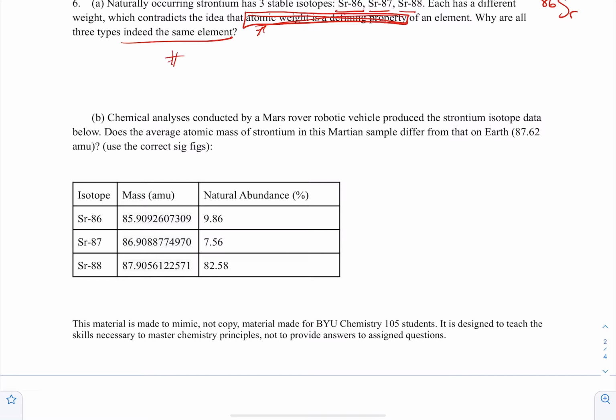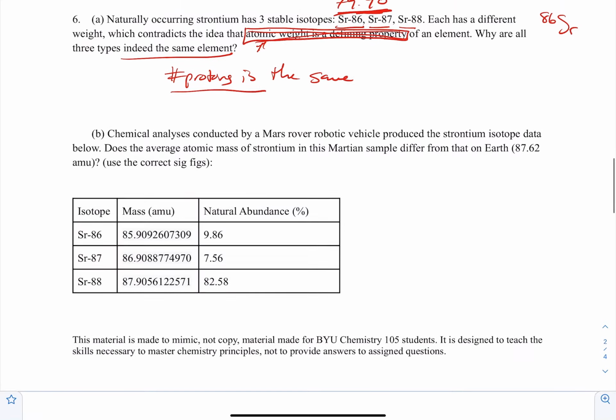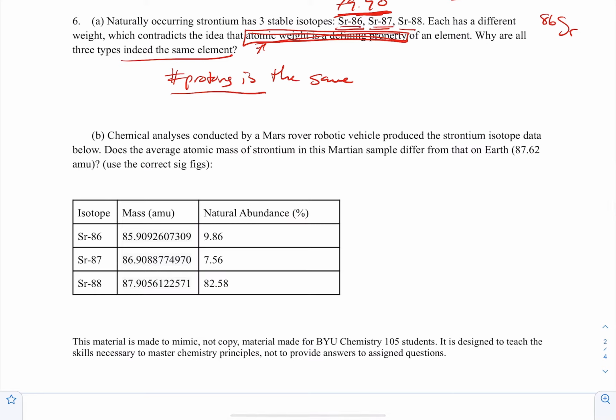Why? Because the number of protons is the same, okay? And that is the defining property of an element, the number of protons. Atomic weight is not a defining property of any particular element. Strontium, in this case, has the 3 isotopes, and these are all strontium because they all have the same number of protons, but they do have differing numbers of neutrons, okay?